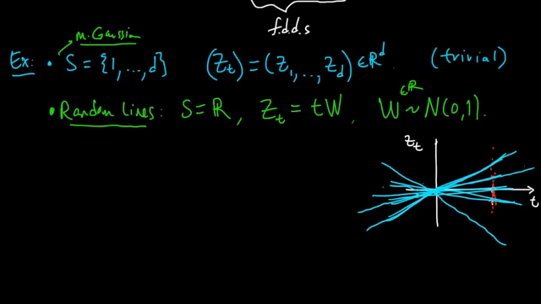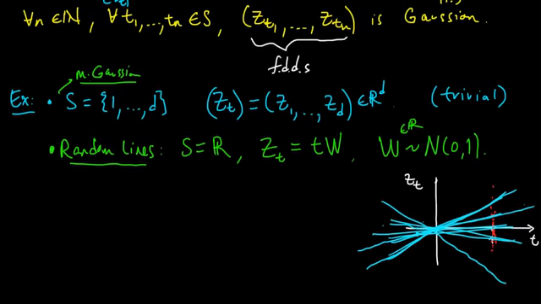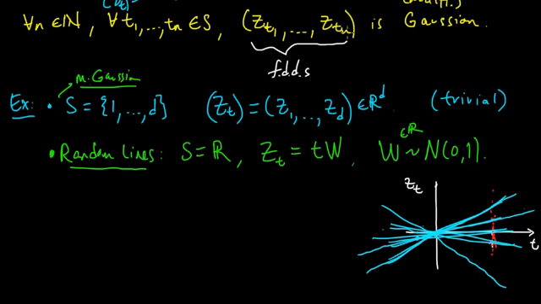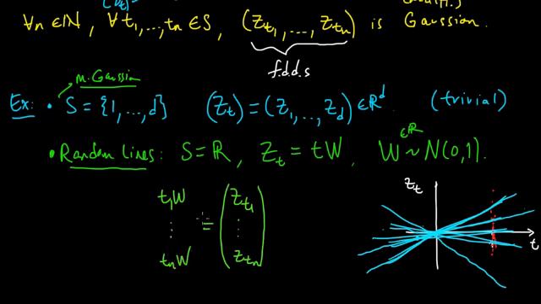And let's verify that this is, in fact, a Gaussian process. So what do we have to check? We have to check that these vectors, Z_{t1} up to Z_{tn}, are always multivariate Gaussian. So let t1 through tn be some real numbers. That's what our set S is. And then we have to verify that this vector is multivariate Gaussian. Let's write it this way. Well, what is this? This is just t1 times W down to tn times W.